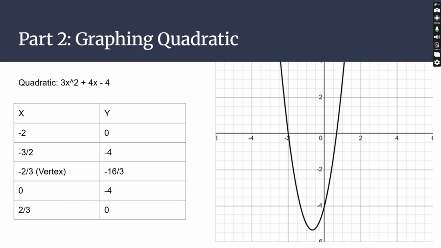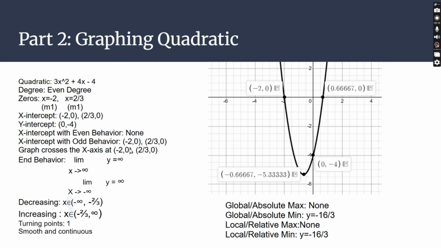Our first example is the quadratic function 3x squared plus 4x minus 4. Using factoring or the quadratic formula, we find the zeros at x equals negative 2 and x equals 2 over 3. Both have multiplicity 1, so the graph crosses the x-axis at each intercept. The y-intercept is found by substituting in x equals 0, which gives us negative 4.